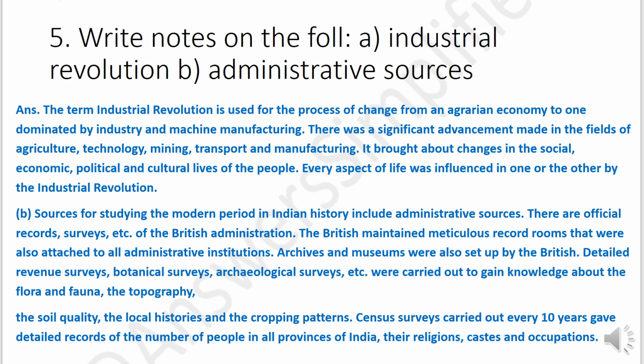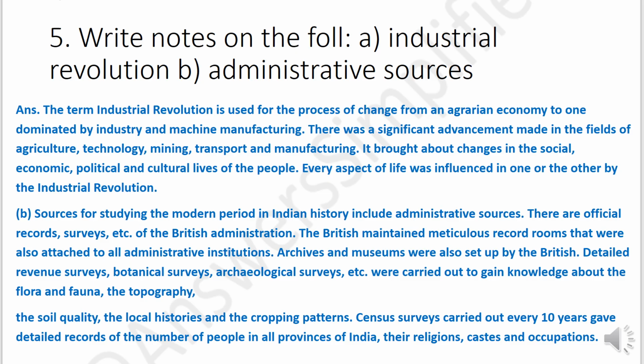Question 5. Write a note on the following: Industrial Revolution and administrative sources. Answer. A. The term Industrial Revolution is used for the process of change from an agrarian economy to one dominated by industry and machine manufacturing. There was a significant advancement made in the fields of agriculture, technology, mining, transport, and manufacturing. It brought about changes in the social, economic, political, and cultural lives of the people. Every aspect of life was influenced in one way or the other by the Industrial Revolution.